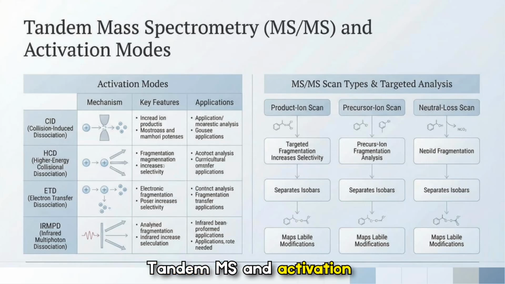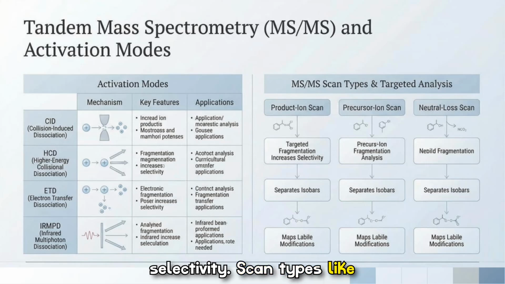Tandem MS and activation modes enable targeted interrogation of ions using different fragmentation chemistries. CID and HCD induce collision-based dissociation for predictable fragments. ETD transfers electrons, preserving labile modifications. And IRMPD uses infrared photons to drive dissociation, each offering unique selectivity.